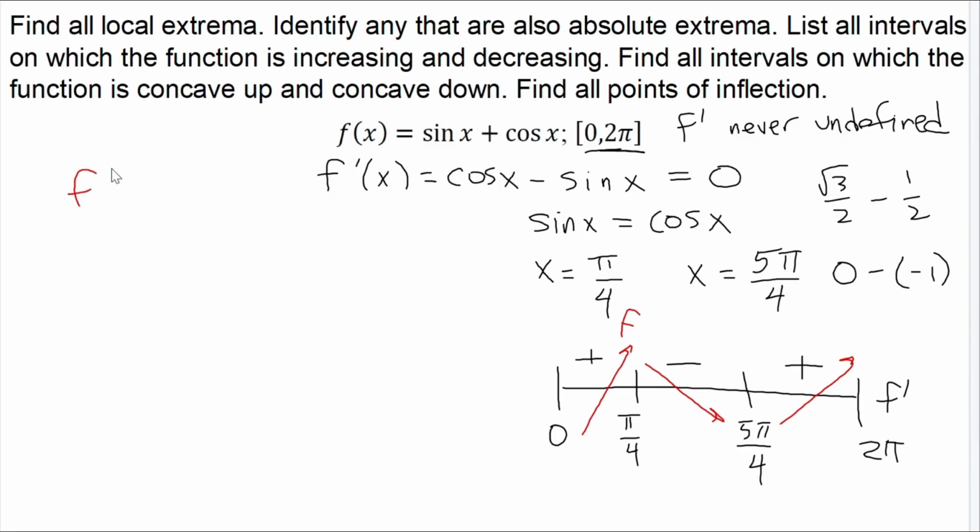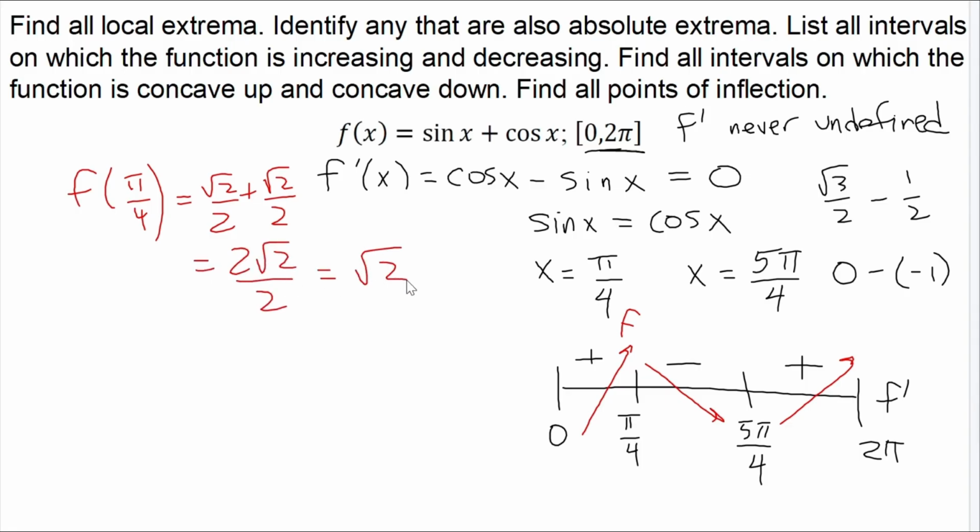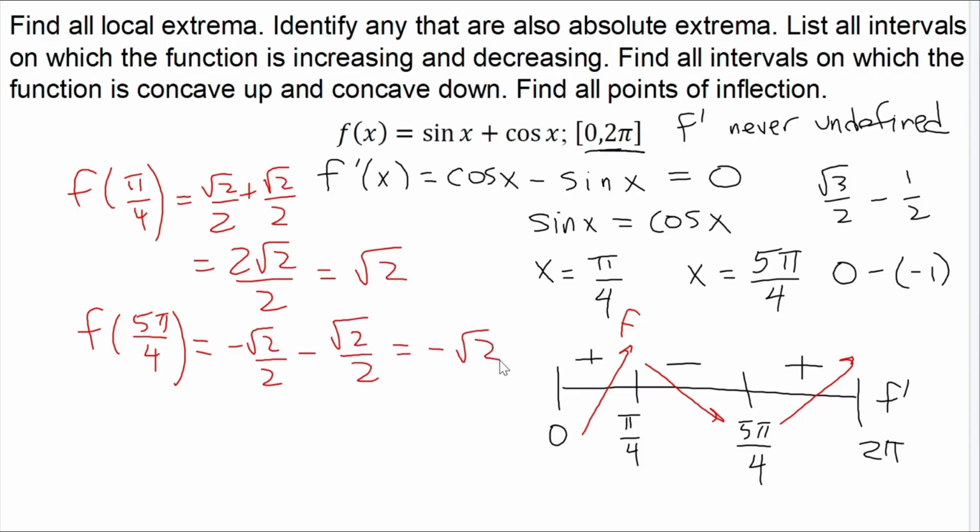So we'll find f of pi over 4. f of pi over 4 should be the sine of pi over 4, which is root 2 over 2, plus the cosine of pi over 4, which is root 2 over 2, which gives us 2 root 2 over 2, or just root 2. And then if we evaluate for 5 pi over 4, well, the sine of 5 pi over 4 is negative root 2 over 2, as is the cosine. So we end up with, this time, just negative root 2.